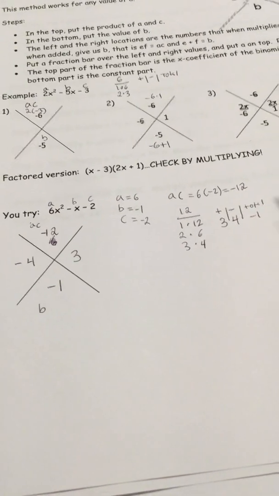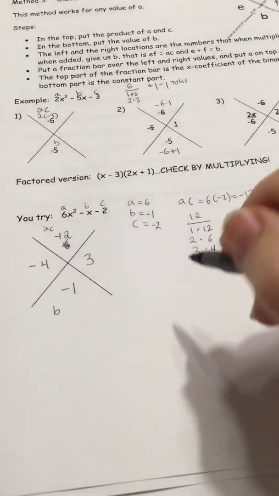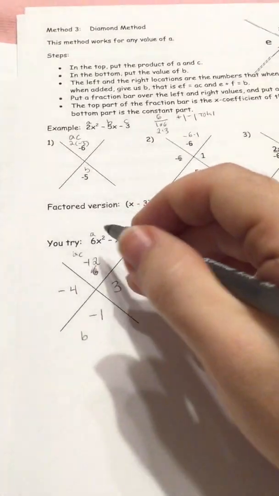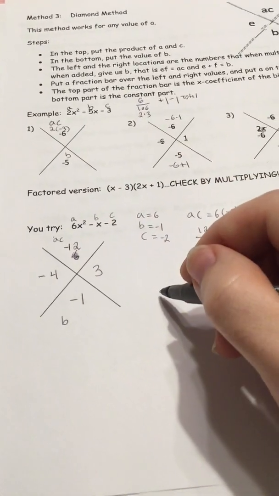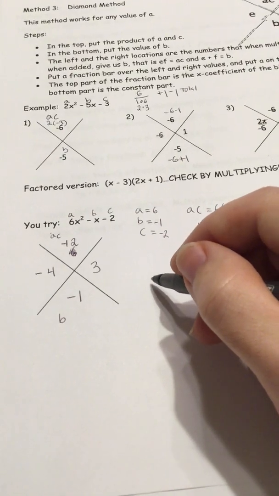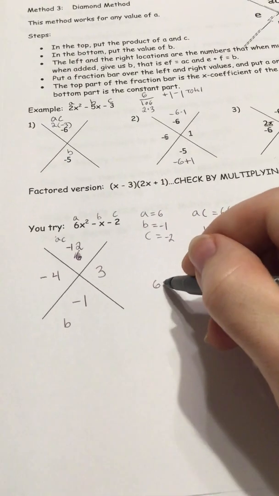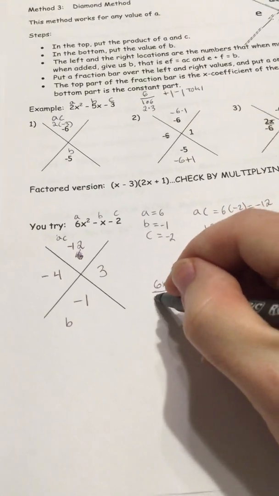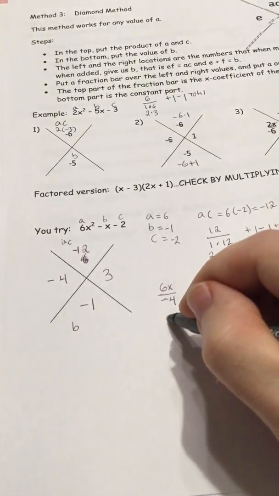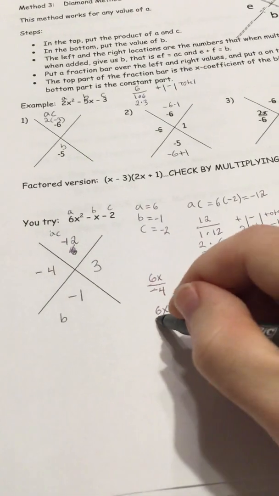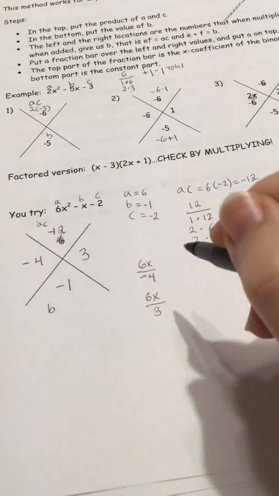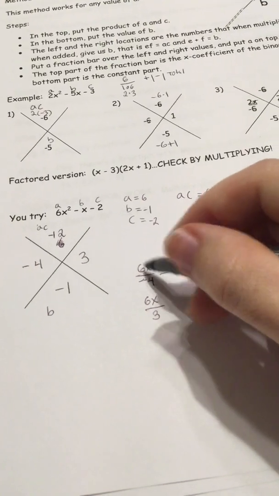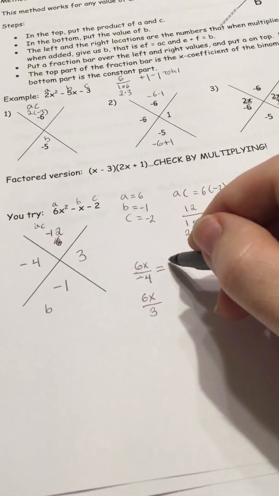So now they're saying, in order to figure this out, to take your A, in this case, which is 6x, and divide by negative 4, and take our 6x and divide by 3. When we reduce, this isn't going to go evenly.